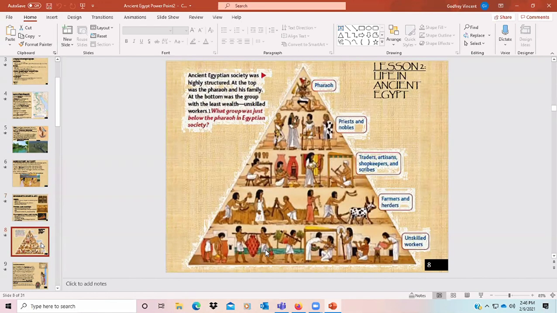In every society, as we mentioned, there's something called social class or social hierarchy. And this was the social hierarchy in ancient Egypt. The pharaoh and his family at the top. Then we had priests and nobles, governors, and other people who ran the bureaucracy. Next, we had traders, artisans, shopkeepers, and scribes. Then farmers and unskilled workers. And then below this group, you'll have slaves. You could add another layer here and include slaves.